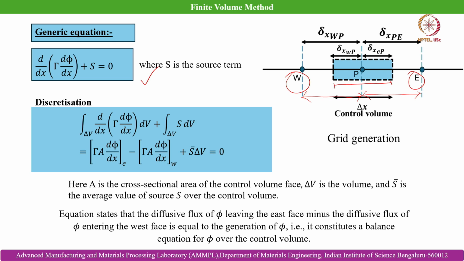So, this equation states that the diffusive flux of phi leaving the east face minus the diffusive flux of phi entering the west face is equal to the generation of phi. It constitutes a balance equation for the property which is being evaluated in this governing equation, a representative property of the flow problem, over the control volume. So, it is the balance equation of that property phi over the designated control volume.